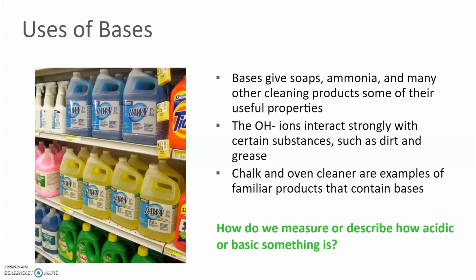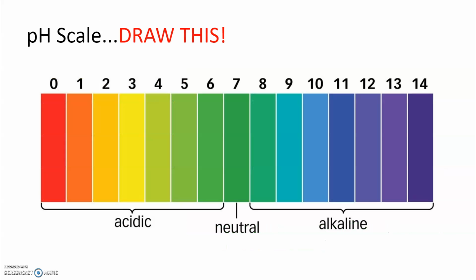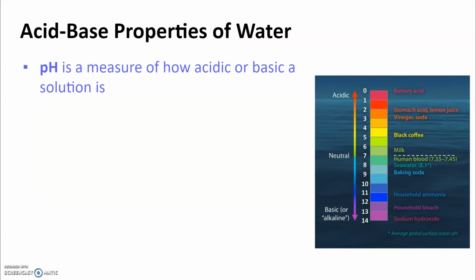So how do we measure or describe how acidic or basic something is? We use the pH scale. Pause the video, draw this in your notes, preferably with color because your brain loves color. So you've got acidic, 0 through 7. And then alkaline is 7 through 14. And neutral is right at 7. pH is a measure of how acidic or basic a solution is, and it ranges from 0 to 14.